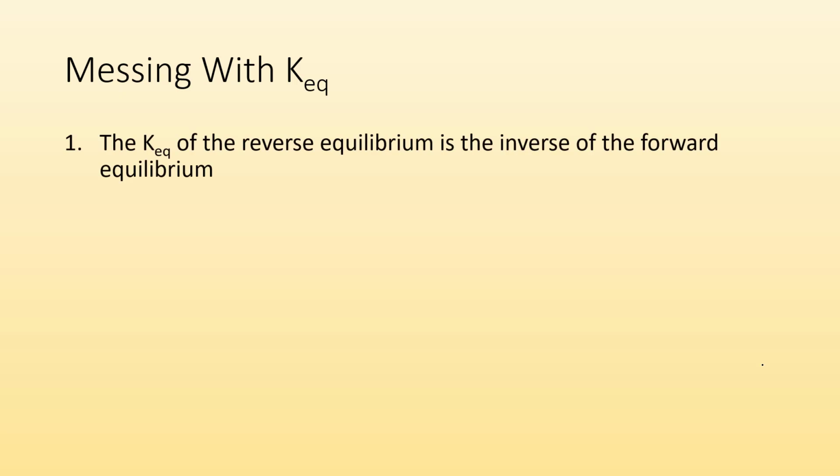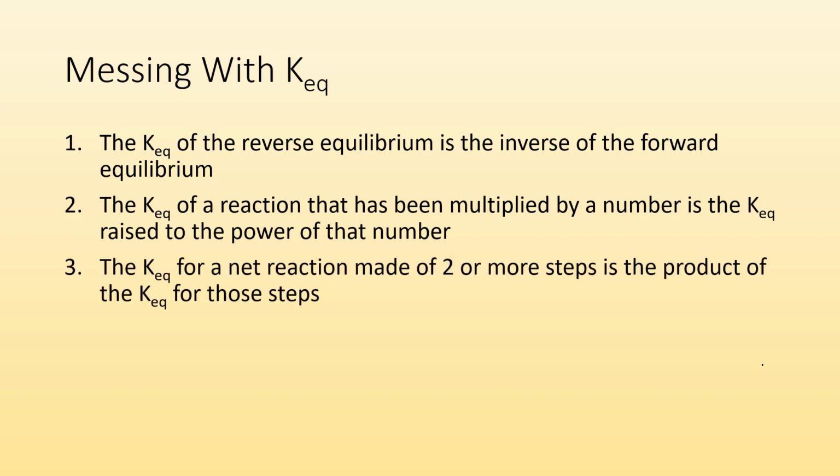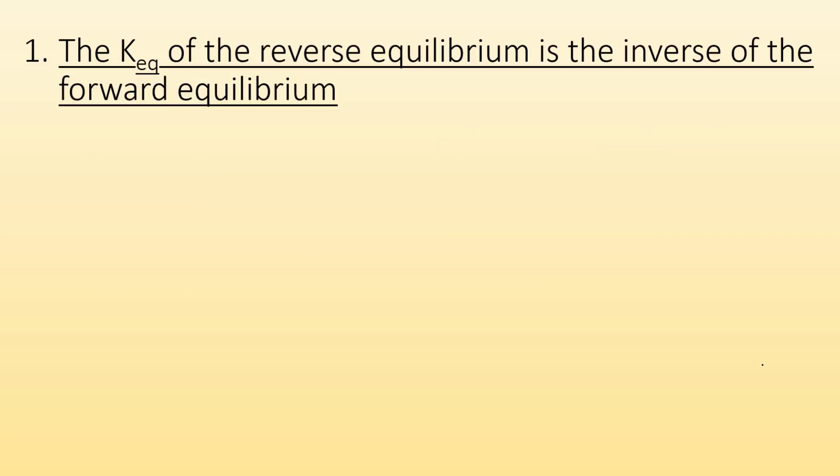All right, so things we can do with KEQ. Sometimes chemists get bored and they like to mess with things. Well, here are a couple of rules. Rule number 1, the KEQ of the reverse equilibrium is the inverse of the forward equilibrium. Rule number 2, the KEQ of a reaction that has been multiplied by a number is the KEQ raised to the power of that number. And 3, the KEQ for a net reaction made of 2 or more steps is the product of the KEQ for those steps. Now let's take a look at each one of these things.